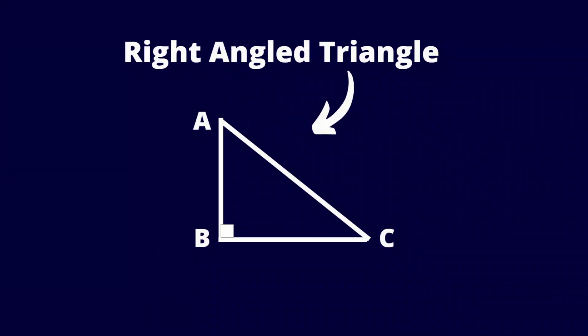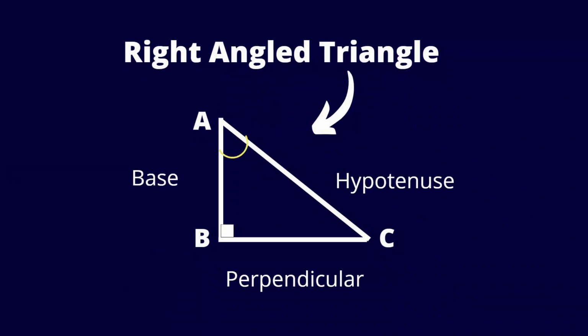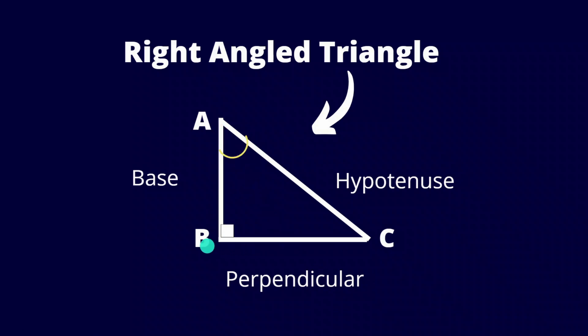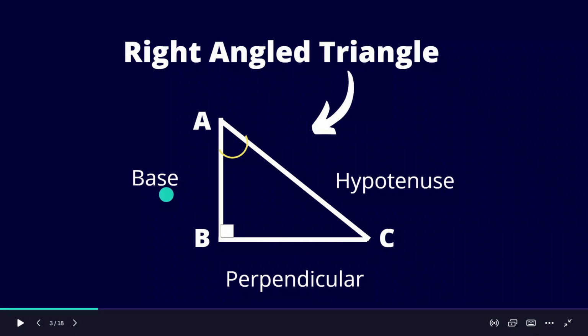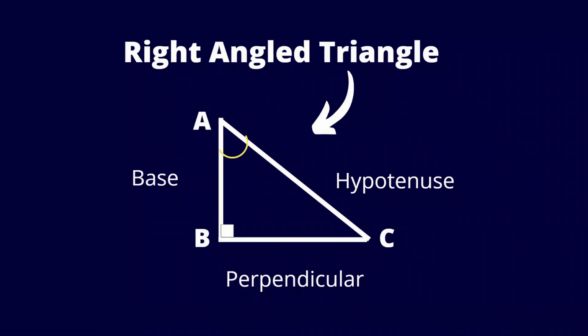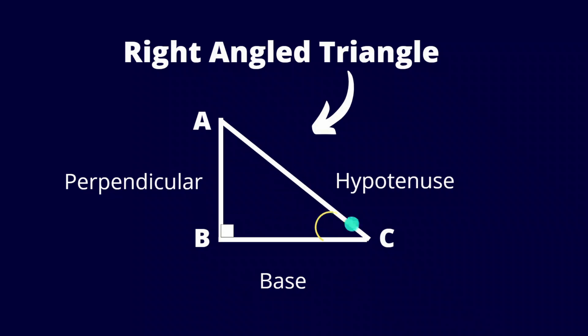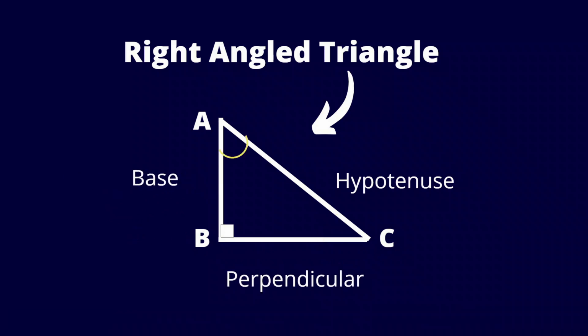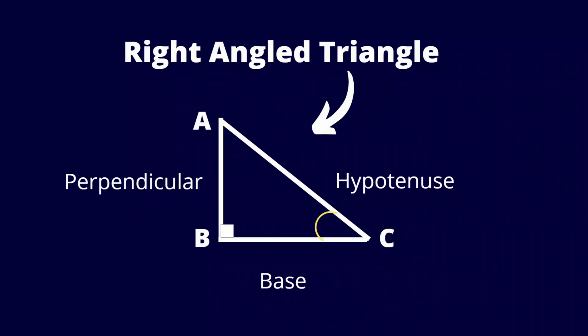Let's start with a simple right angle triangle. This triangle has three sides named base, perpendicular and hypotenuse. Depending on where you take the angle, the base and perpendicular are going to switch positions. So for example, here we've taken angle A. The side which is opposite to that angle, which is BC, becomes your perpendicular and the other side becomes base. Now similarly, if you take angle C here, the side which is opposite to angle C, AB, becomes the perpendicular and BC becomes the base. So depending on the angle, the base and perpendicular are going to interchange their positions.